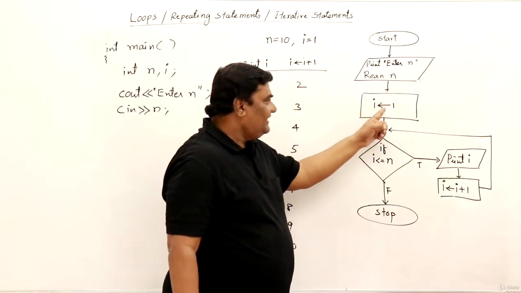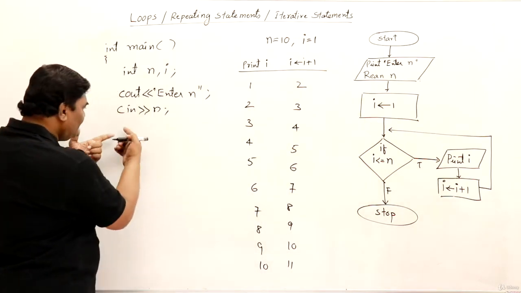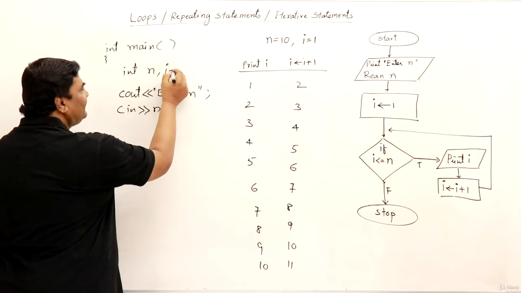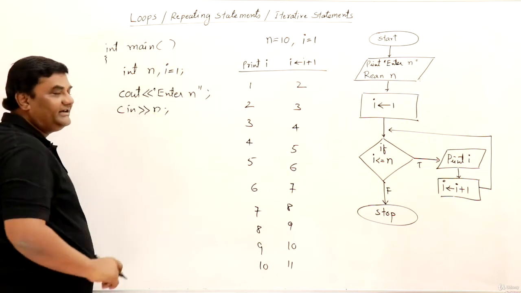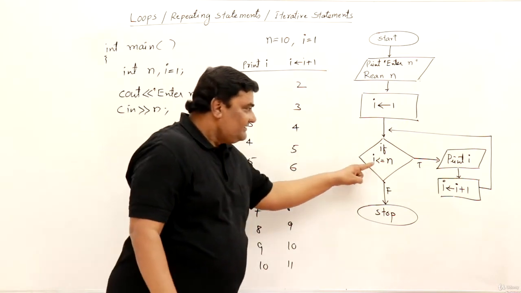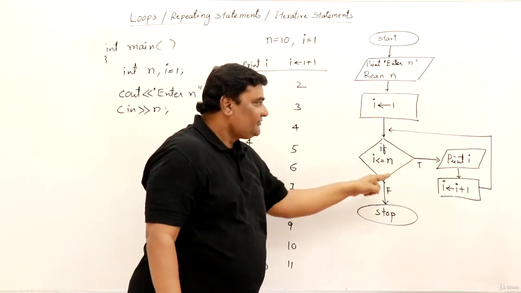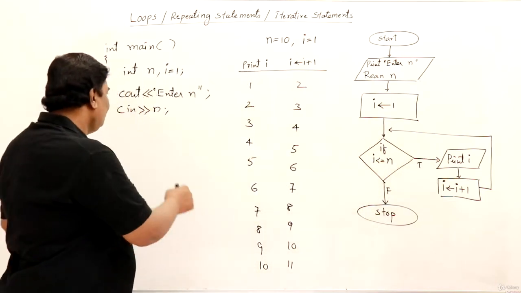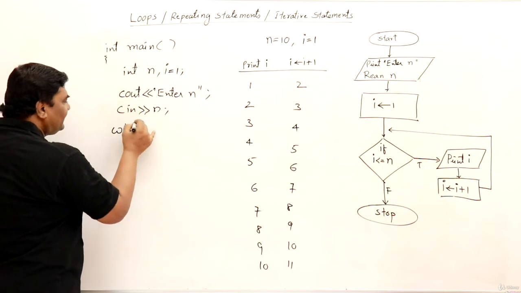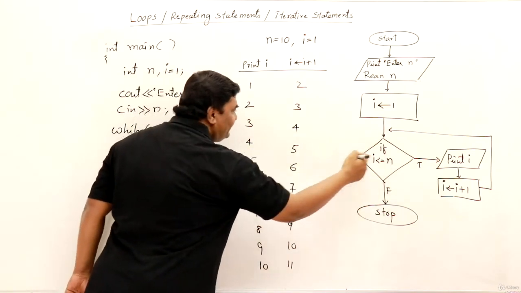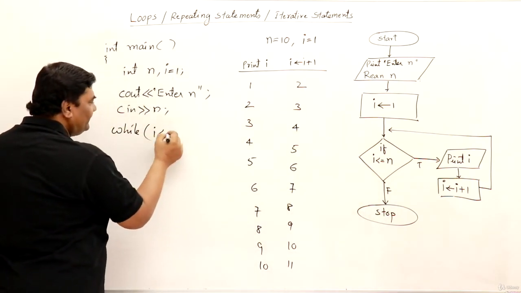Now initially i is assigned 1. So I don't have to do it separately; I can directly assign i equals 1 here, that is in the beginning. Next, check the condition and repeat the statements. So this is a loop, a while loop. What is the condition in while? i is less than or equal to n.